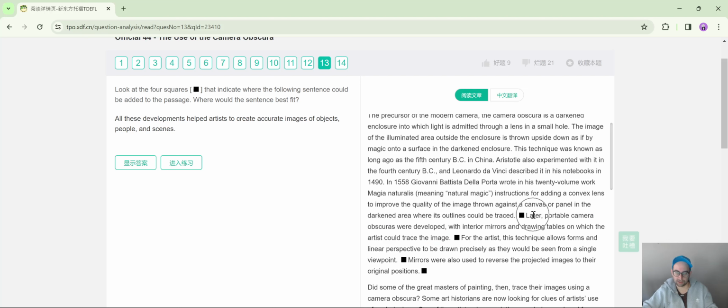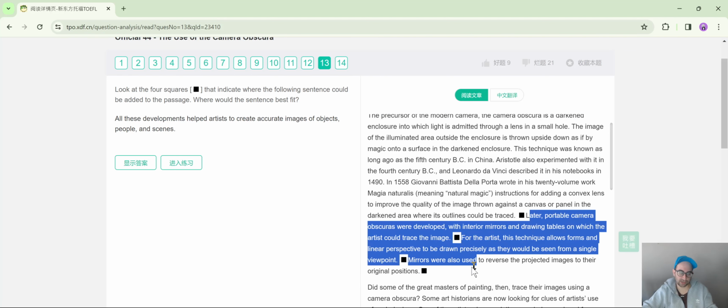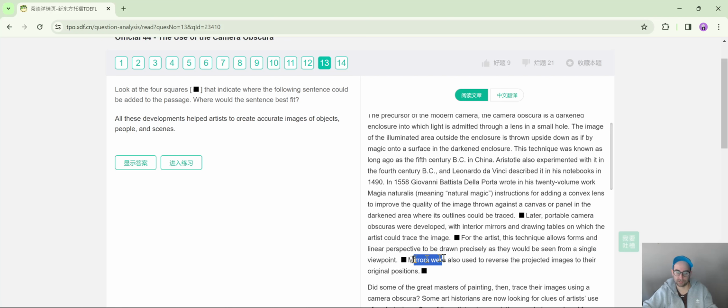So it still feels early. Let's check C and D. For the artist, or the rest of the sentences, this technique allows forms and linear perspective to be drawn precisely as they would be seen from a single viewpoint. Okay, mirrors were also, and you always want to check all four because some of them are close. Mirrors were also, notice that word also, a transition device, used to reverse the projected images to their original positions.